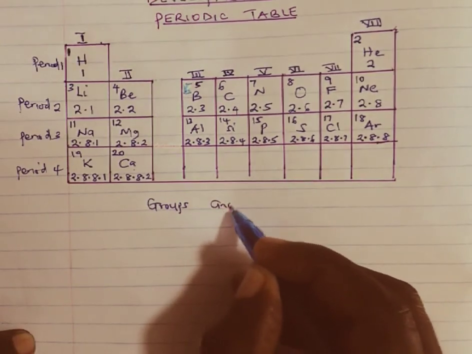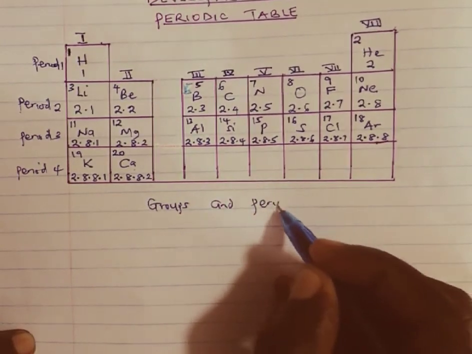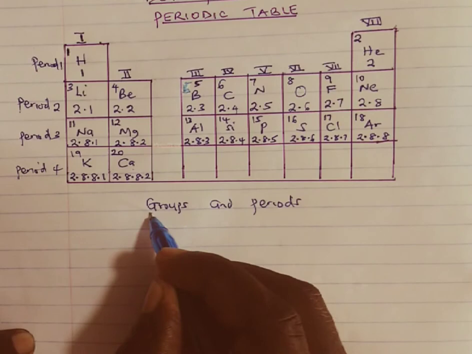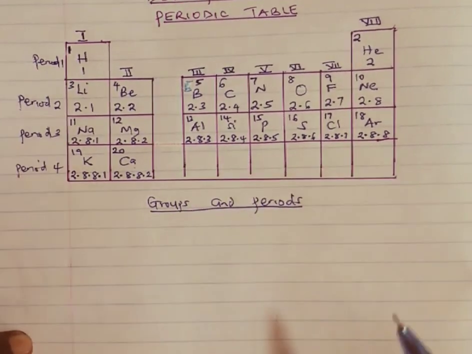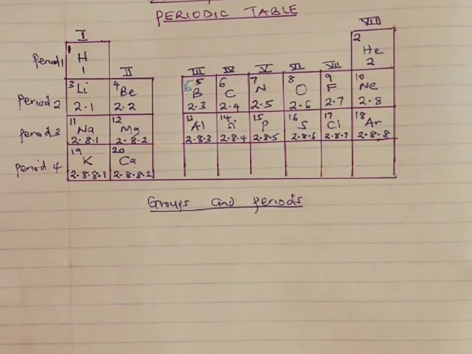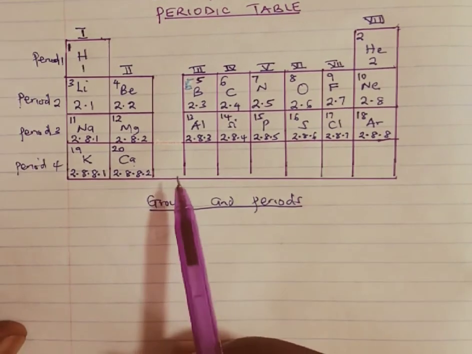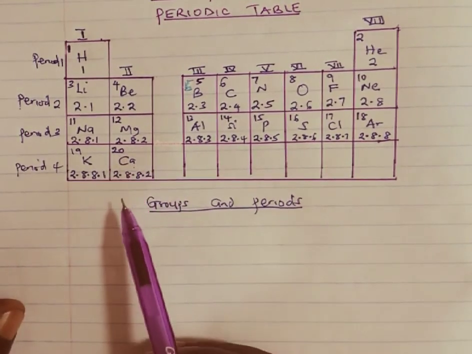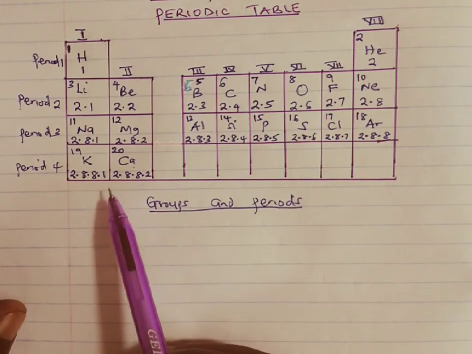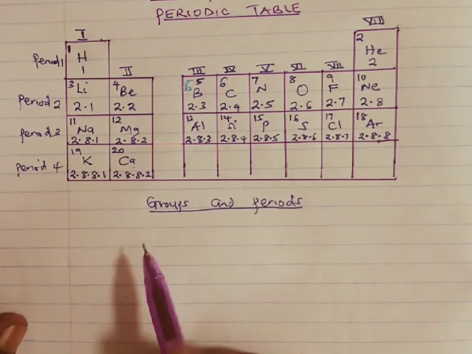Groups and periods. Elements in the periodic table can be grouped into periods and groups based on the number of occupied energy levels and also the number of electrons in the outermost energy level.